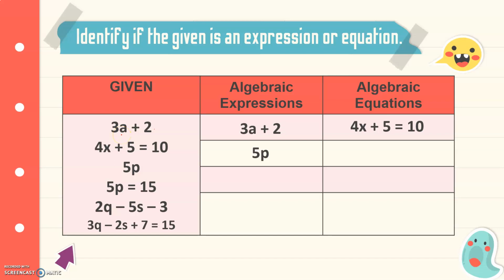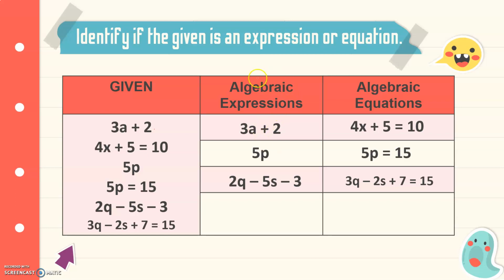Then 5p is an expression. When we equate it to 15, then it will now become an equation. Then 2q minus 5s minus 3 is an expression since there's no equal symbol. And lastly, we have 3q minus 2s plus 7 equals 15, which is an equation.